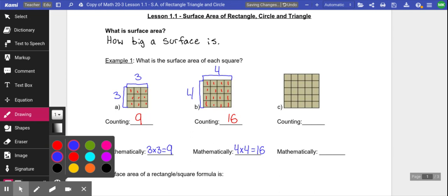Beauty. The last one. You might have already worked ahead of me a little bit. If you count the blocks, there's 25 of them there, 1, 2, 3, and so on up to 25 blocks total. If you want to do it more mathematically or algebraically, you would do length 5, width 5. Algebraically just means like math.